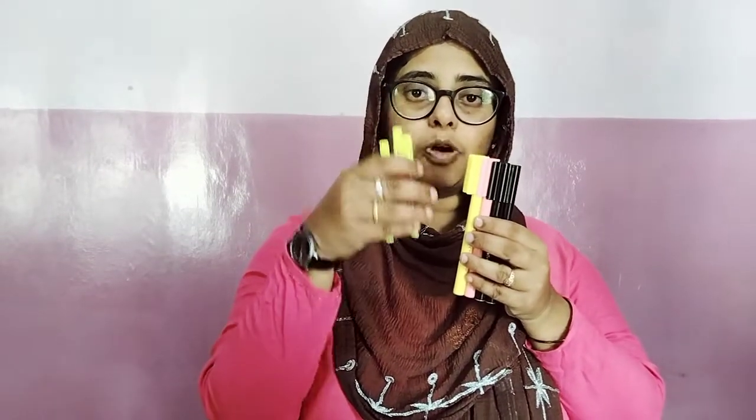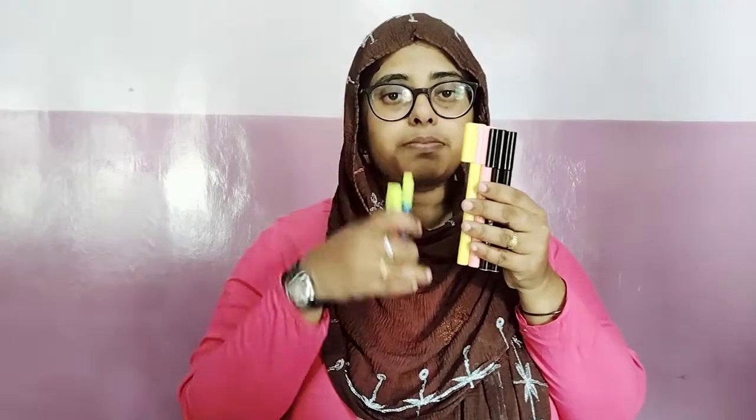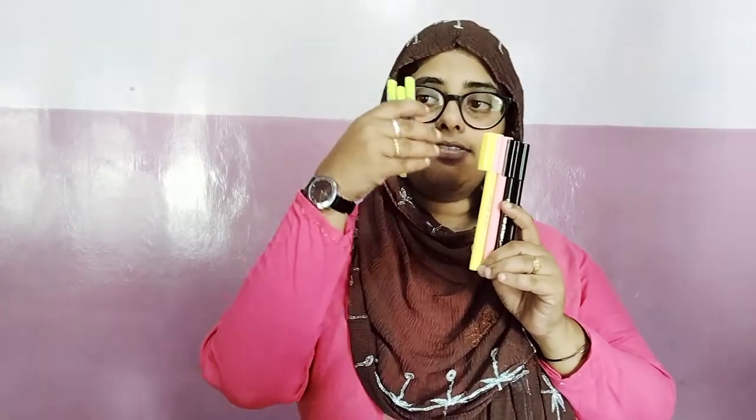Let me make it more simple. Let us consider the number of sketches here. We have 3 small sketches and 4 long sketches. We can consider each one as one part. So totally here we have 1, 2, 3, 4, 5, 6, 7 parts. Among this, how many small sketches are there? So we get the fraction 3 by 7.